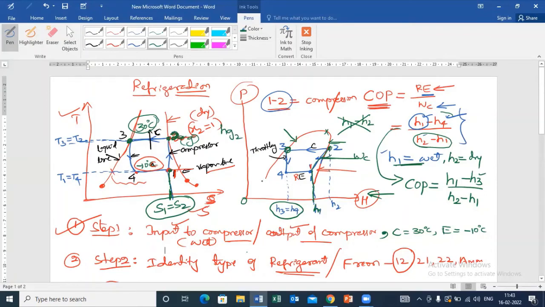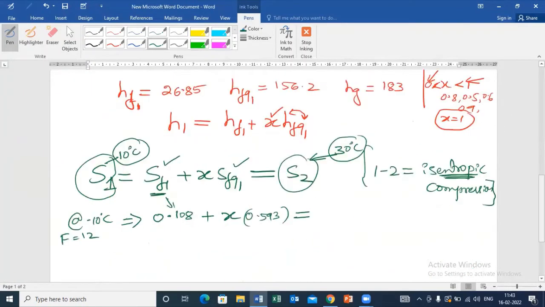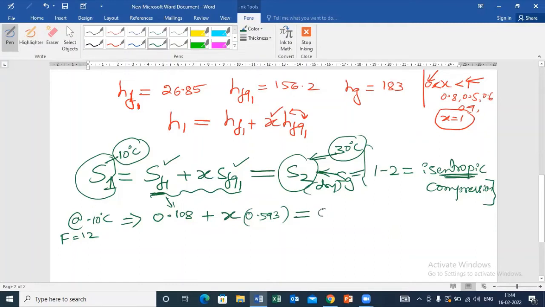So here I am writing the entropy at point 2. Directly I will write S2 as the Sg value, because it is dry. If it is in wet condition, again I need to write a similar formula. So the S2 value at 30 degrees Celsius, that is the Sg value, is 0.684. So this value you know, this value you know, this value you know, the only unknown is X.